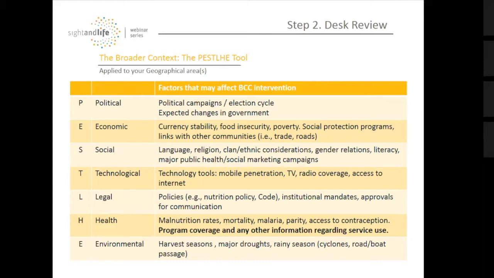And L for legal. Another example is that some countries have very strict rules about communication channels for health topics. And this is a case right now for infant and young child feeding. So knowing in advance who can say what about what health topic is really critical for helping you target your communication message by your communication channel. That's the PESTEL tool.